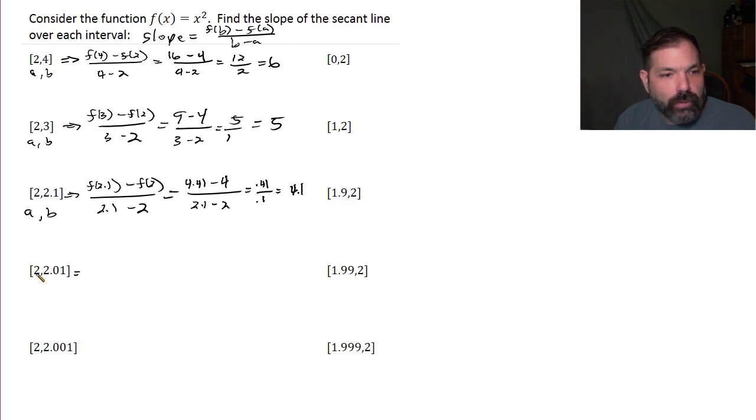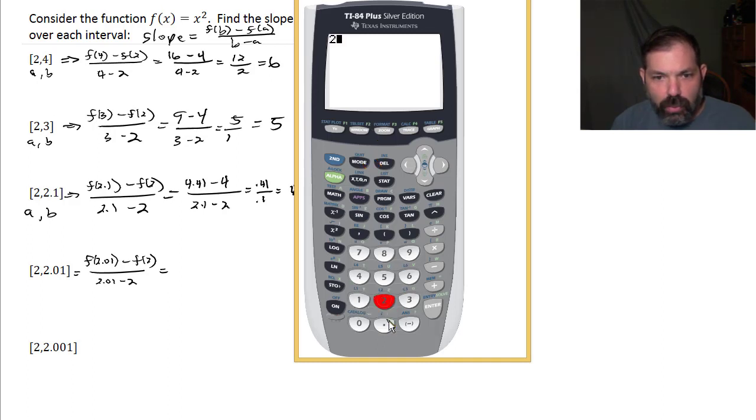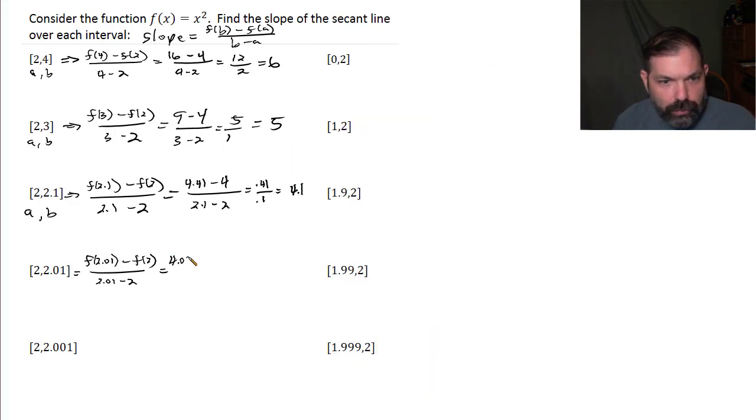Now over the interval from 2 to 2.01, I'd have f of 2.01 minus f of 2 over 2.01 minus 2. I can't do this one in my head. F of 2.01, let's bring up a calculator. 2.01, if I square that, that's 4.0401. So I've got 4.0401 minus 4 over 2.01 minus 2. So that's 0.0401 over 0.01. That's 4.01.